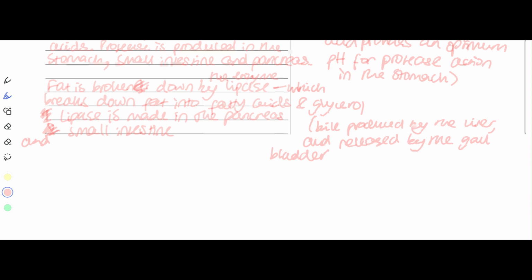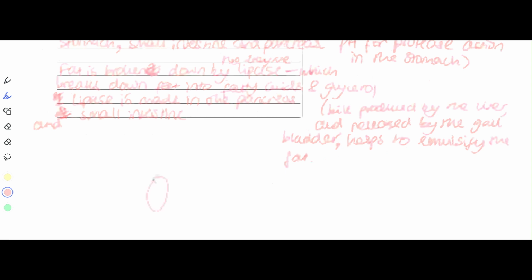Okay, so bile produced by the liver and released by the gallbladder helps to emulsify the fat. So what even is emulsification of fat? Emulsification of fat is basically when you've got big droplets of fat, right? The bile essentially helps emulsify it, so it causes it to turn into these small droplets. So it's easier for lipase, the enzyme, to then act on these.